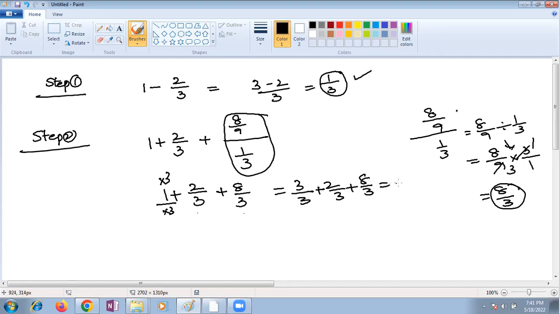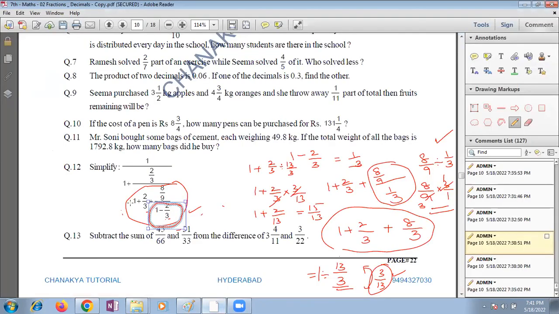It's nothing but 13 by 3. That's what I got. Then I got 13 by 3. Now my second step was over. What should I do? Third step.